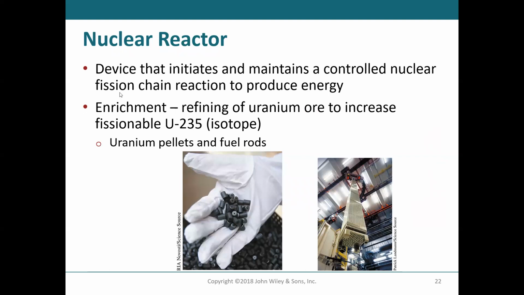A nuclear reactor is the device that initiates and maintains a controlled nuclear fission chain reaction to produce energy. These little black things right here are the actual uranium dioxide pellets. They contain about 3% uranium-235 isotopes, which are the ones that are bombarded by neutrons to release energy. And these uranium pellets are loaded into the long fuel rods, which are grouped into square fuel assemblies and then used in the nuclear reactor.